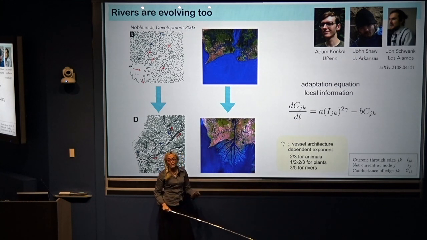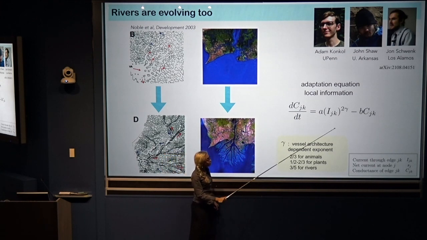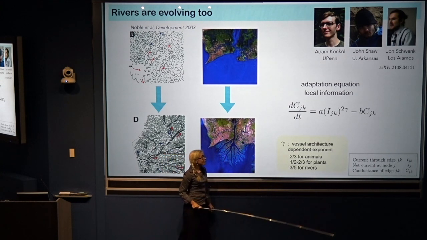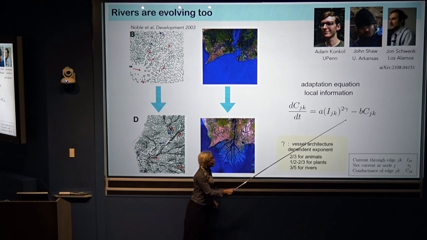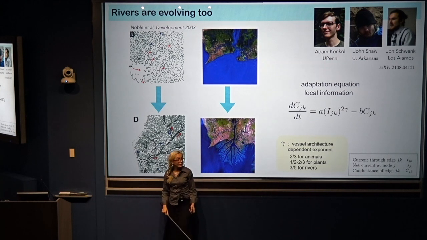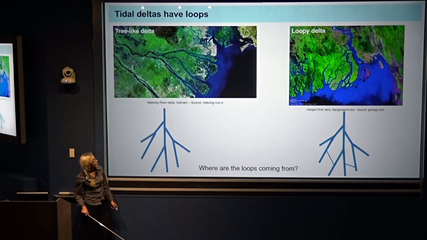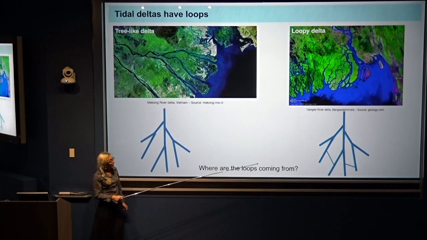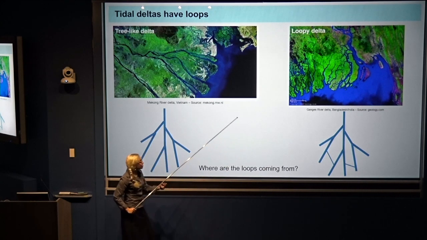So what essentially we're saying here is that we're going to use this effective equation that describes river evolution, and this parameter that is actually quite important, we will make it so that the steady state of the network will obey the scaling that is observed in nature. Okay, and the question we want to answer is, why do some deltas have loops and others don't?